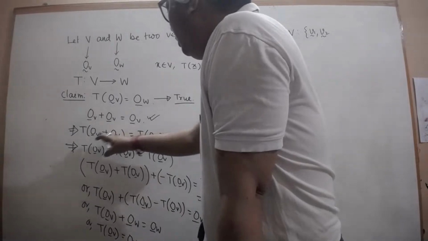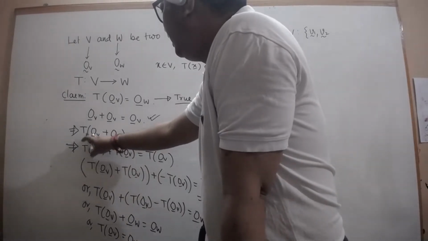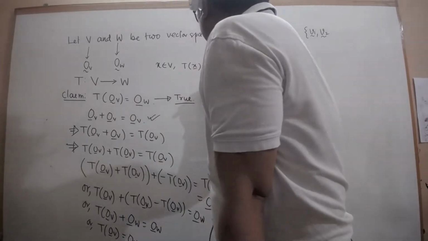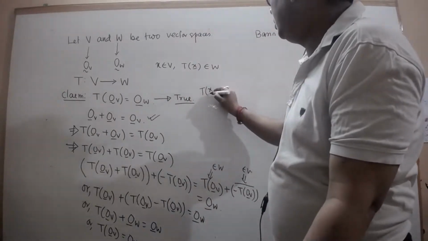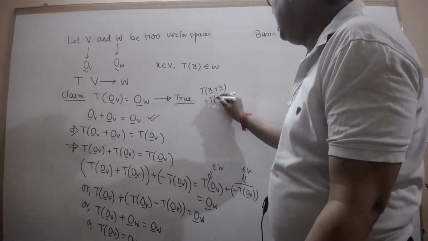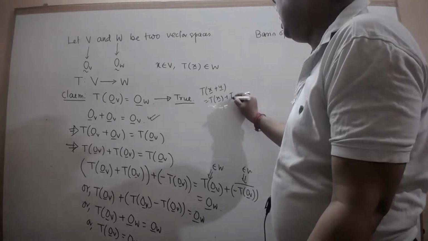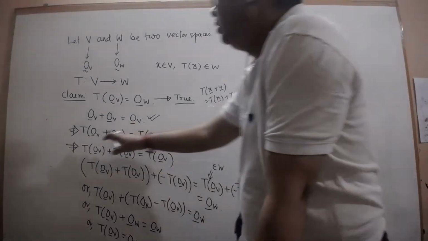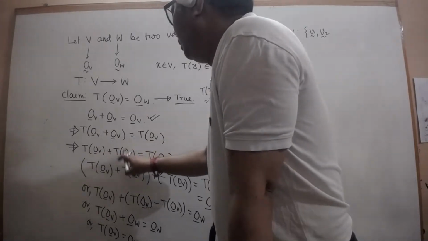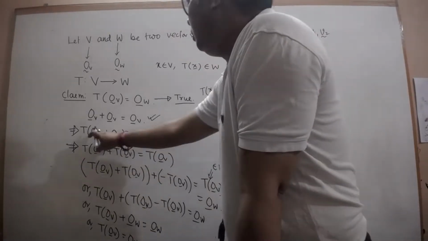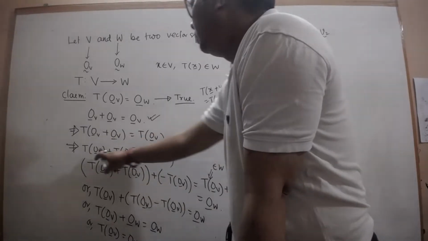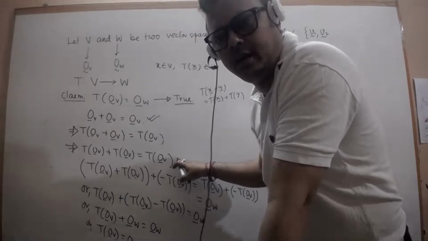Now, since T is a linear transformation, we know T(x plus y) equals T(x) plus T(y). So T(O_V plus O_V) gives T(O_V) plus T(O_V), and applying T on the left side, this is equal to T(O_V). So this is again equal to T(O_V). Clear?